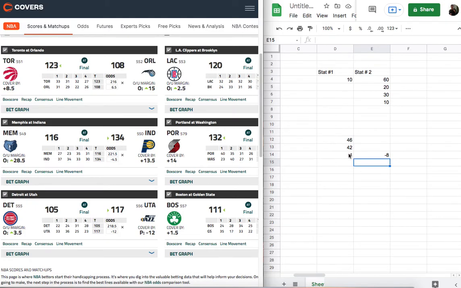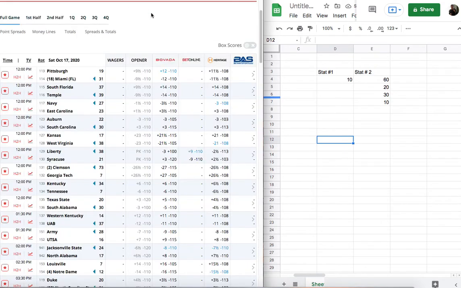So that's just one way to do it for basketball. Again, just to review, you could do this for any sport. You can do it for college football, you can do it for NFL. You find the stat that you're using, subtract team A from team B, and take a look at what that number is.